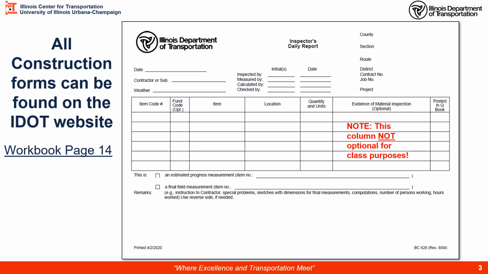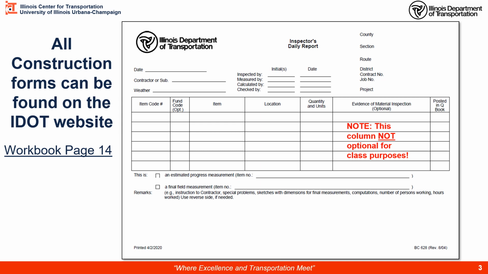Here we have the date of the work. Is it the prime contractor or a sub, and who was it? What kind of weather was going on during the work? Here we've got our item code number, or pay item numbers would go in this column. Any fund code numbers that we have would be in this column. Your pay item description of what we're working on, a location of the work.